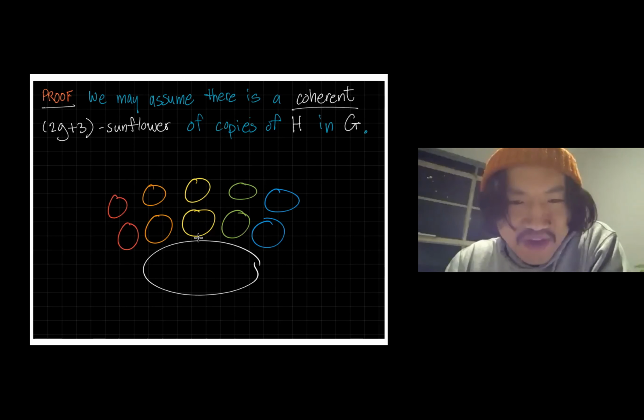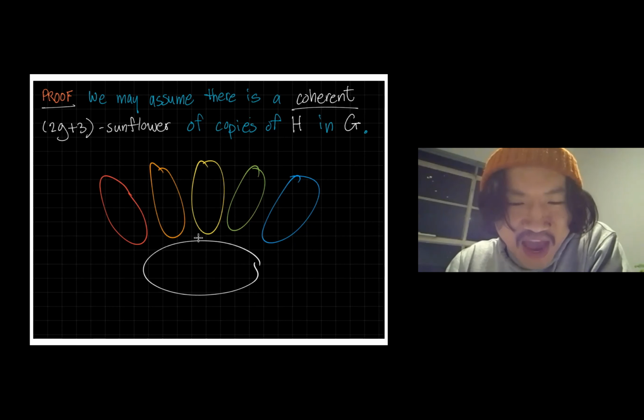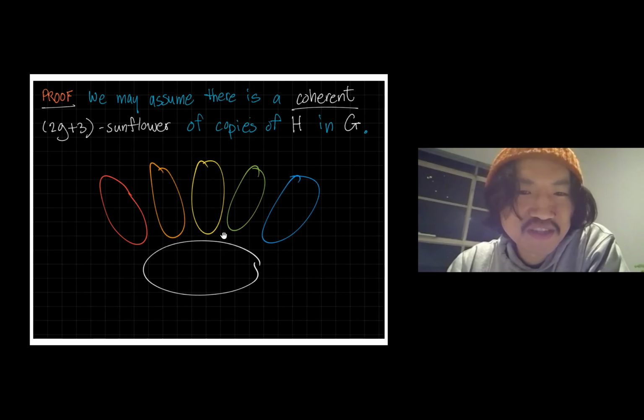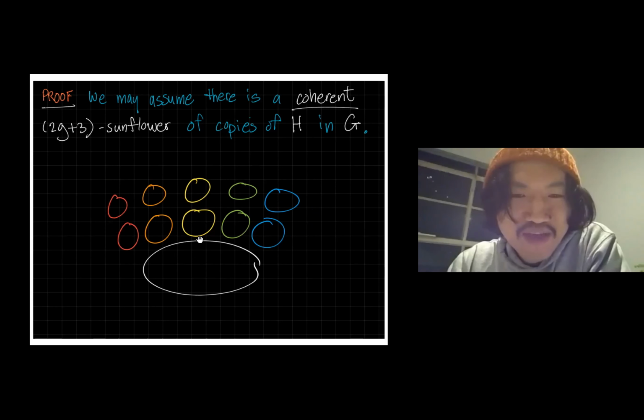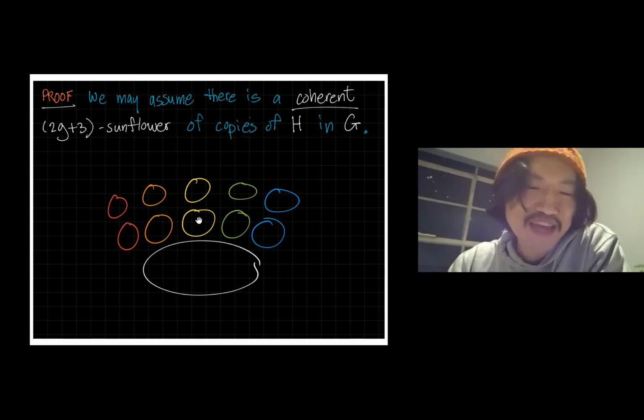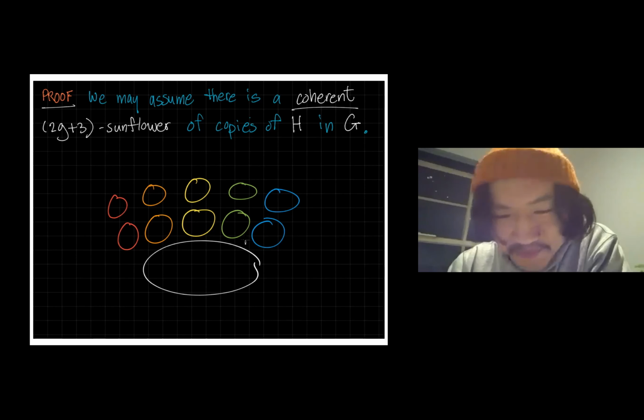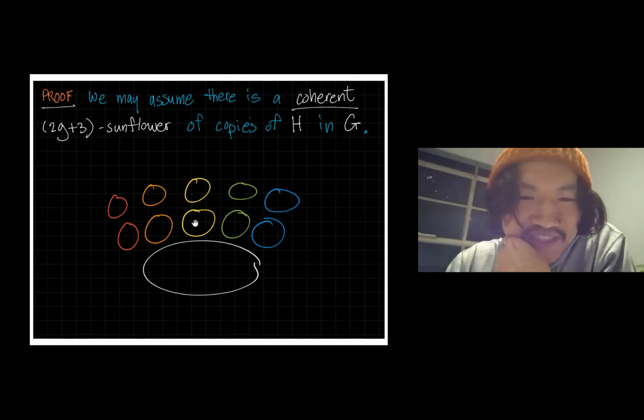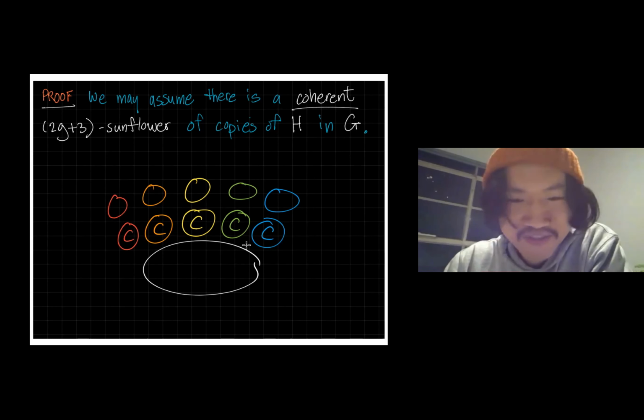So what I do now is I imagine what happens if I delete the kernel from each of these copies of H. I imagine deleting the kernel, and that might break up these guys into components. So maybe I get two components. And again, by coherence, I'll also get two components in all of these copies because they look exactly the same. So now let's focus in on one of these components we get after deleting the kernel. Let's call that C. And again, C also appears in the rest of these copies by coherence.